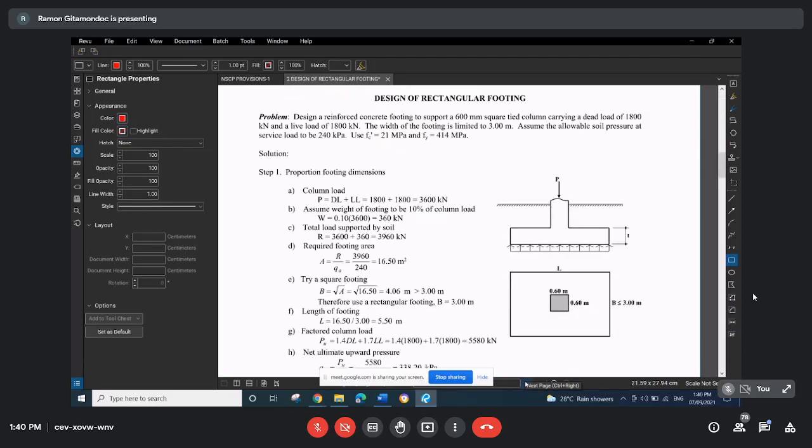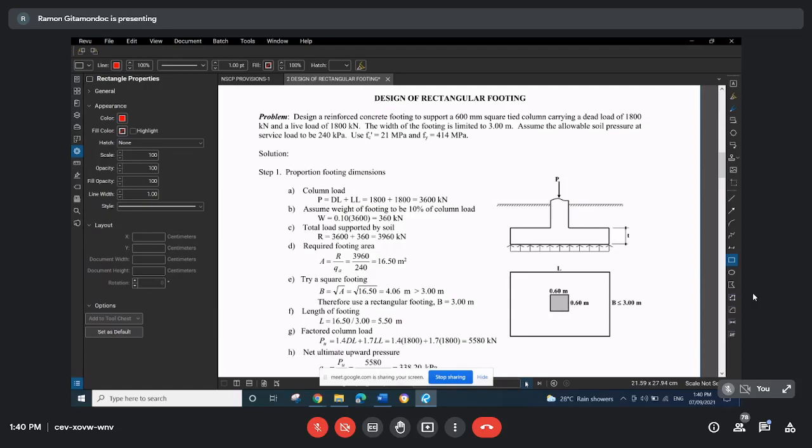Now the design of the rectangular footing will follow along the same or similar lines, no, as that for the square footing, with a slight difference, as we shall see. So in the problem, design a reinforced concrete footing to support a 600 mm square tied column carrying a dead load of 1,800 kN and a live load of 1,800 kN. The width of the footing is limited to 3 meters. Then assume the allowable soil pressure at service load to be 240 kilopascal. Use f'c 21 and fy 440.